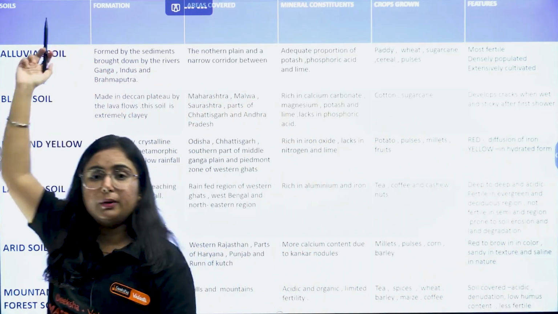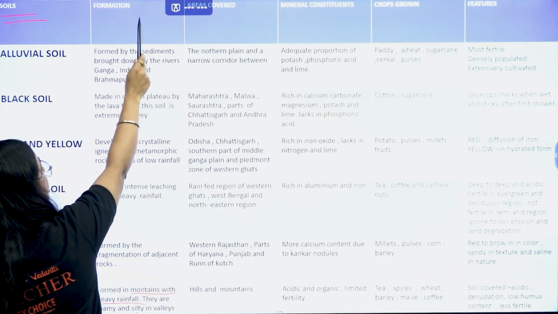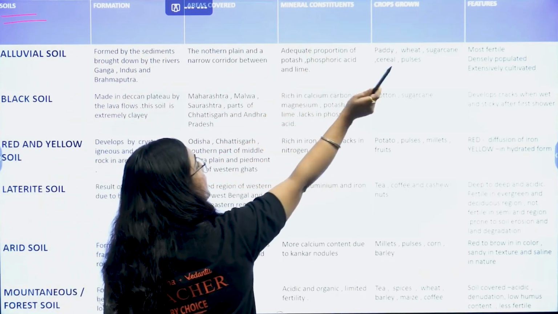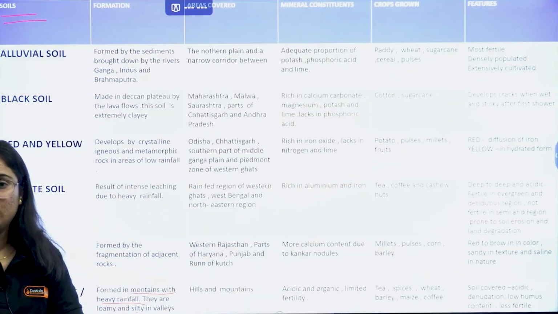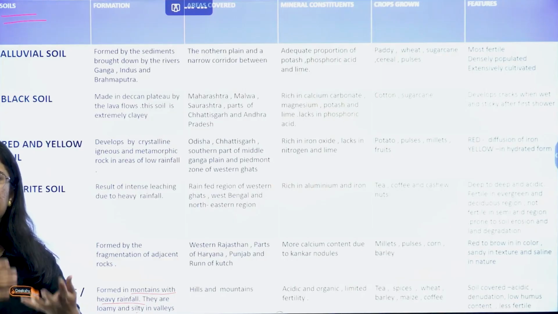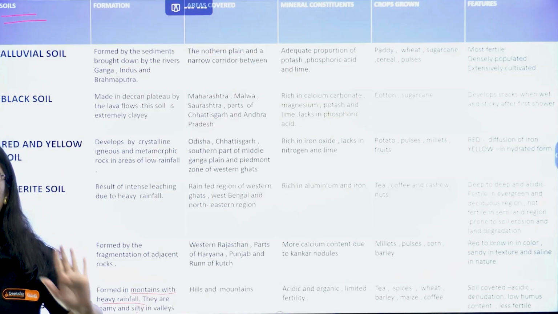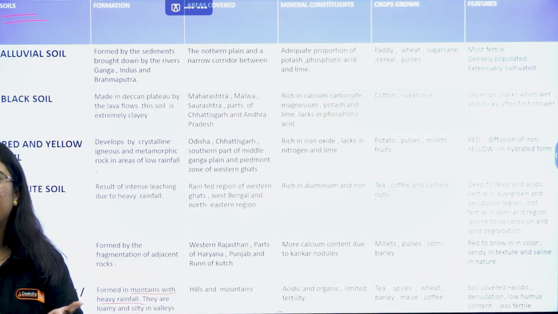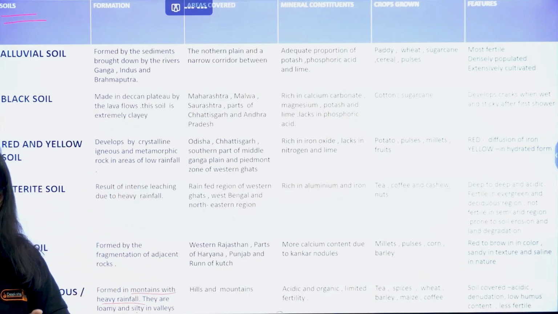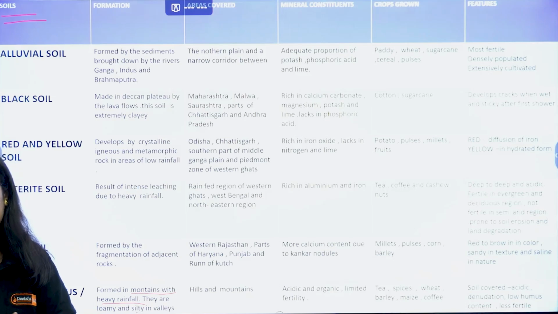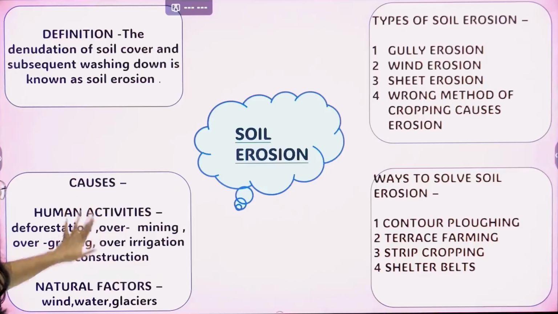See, the first column here is of soil, then its formation, areas covered, mineral content, crops grown, and the features. In this one chart, I would suggest you prepare the chart, either making it or taking a printout of it. Stick it in front of your study table, paste it, and revise it whenever you have time. Because this is a very important topic, beta. Multiple MCQs and multiple questions have come from this topic, and I want you to do this thoroughly. So this is how we end the most important topic.